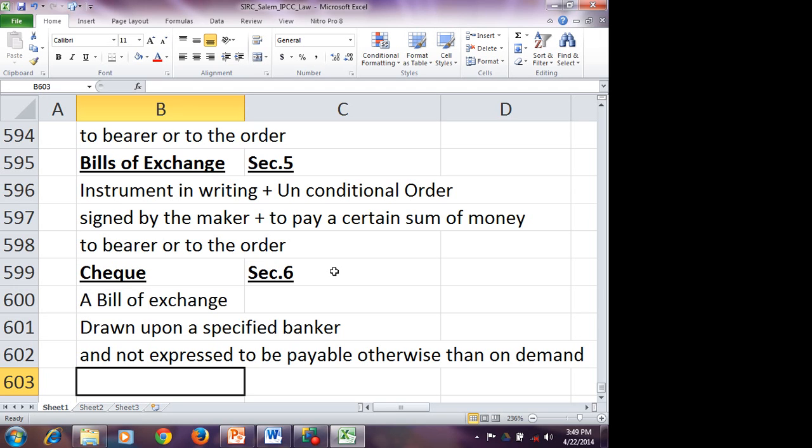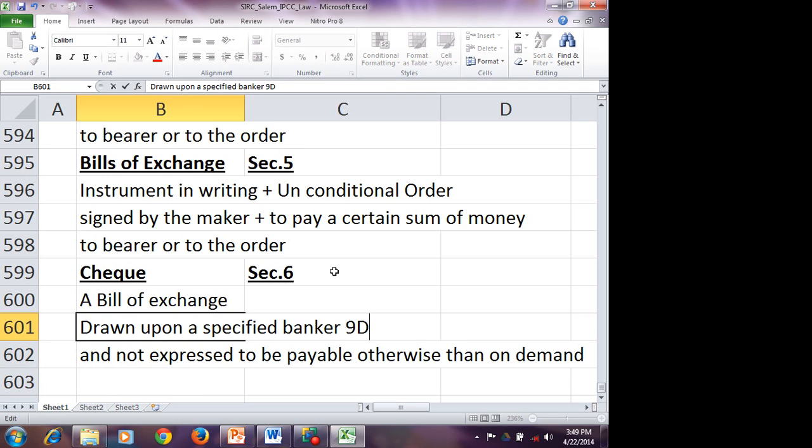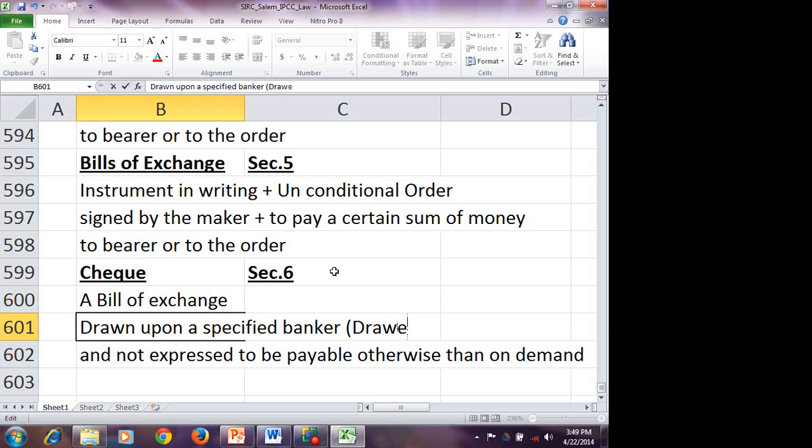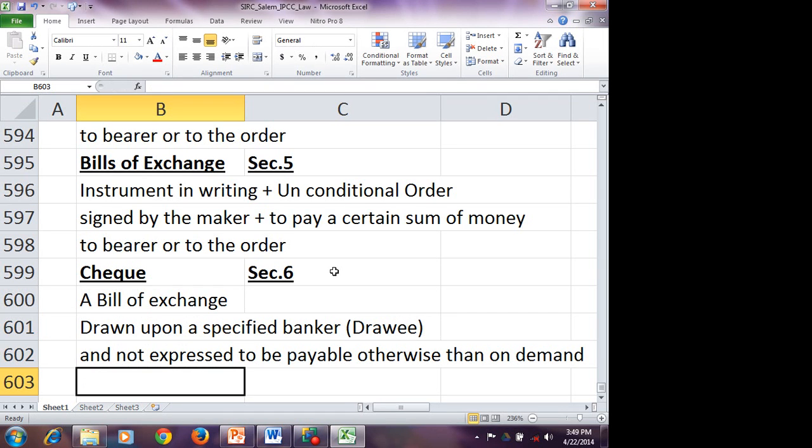One, in a check, it is always drawn upon a specified banker, which means the drawee in a check is nothing but the banker. Who is the drawer? The account holder of the check is the drawer. Who will be the drawee in a check? Always the banker.